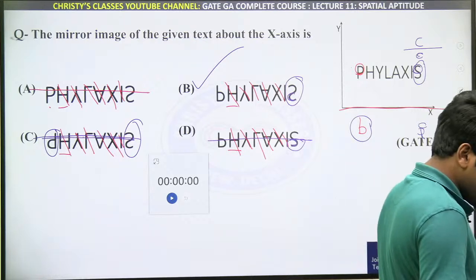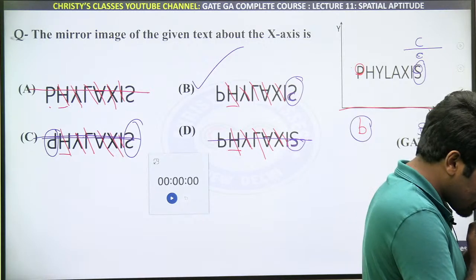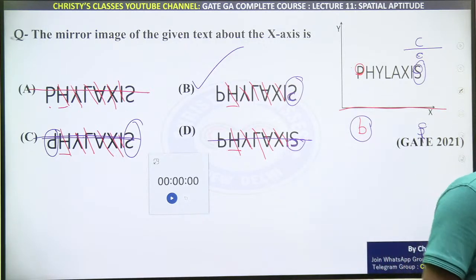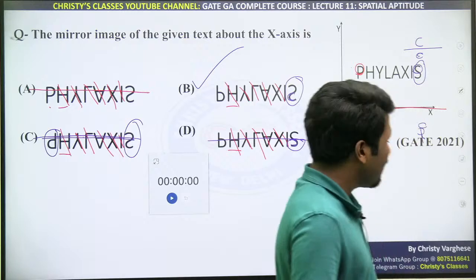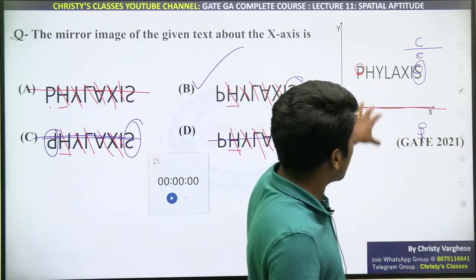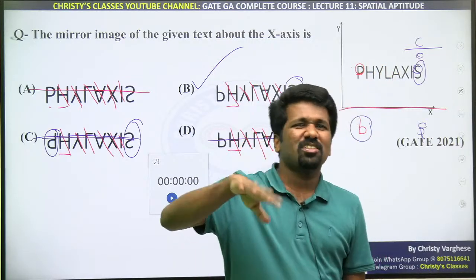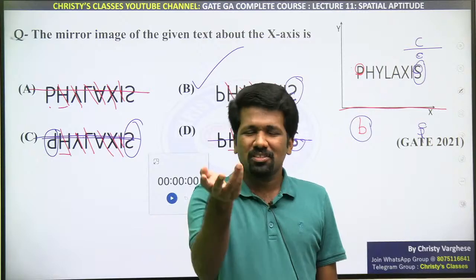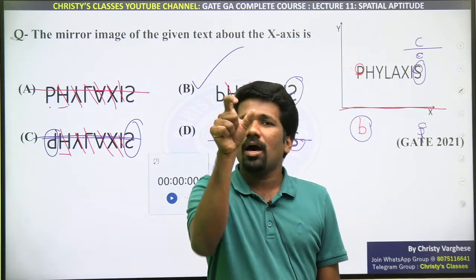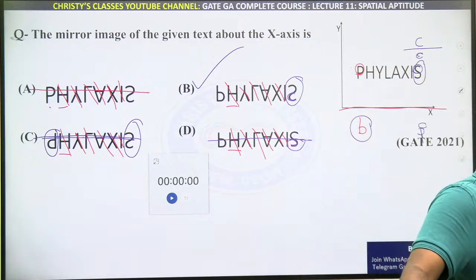So, I think it is clear. I guess it is possible. If it is possible, this trick will be very helpful for this kind of question. For mirror image questions with letters, it will be very useful. For figure questions, you don't need all this. In figure questions, analyzing part by part is easier, because drawing the figure will take more time.